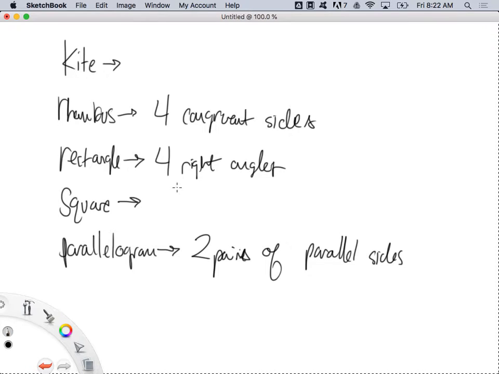What about a square? A square has the properties of a rhombus and a rectangle, so it's got 4 right angles and 4 congruent sides.